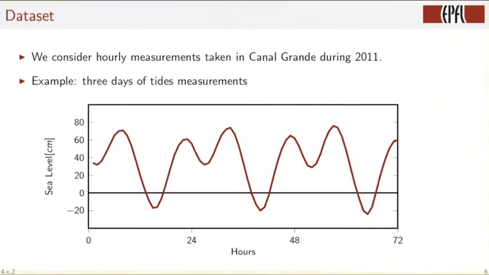The data set we're going to look at is hourly measurements taken in the Grand Canal during the year 2011, so that's very recent data. And we can look, for example, here at 3 days of measurements, so that's 72 hours. You can see it's a smooth curve and it has a periodic feel to it, but it's not completely clear what the period is, what the components would be in a Fourier transform. So we shall take a Fourier transform of such a signal and then see how to approximate this periodic signal.